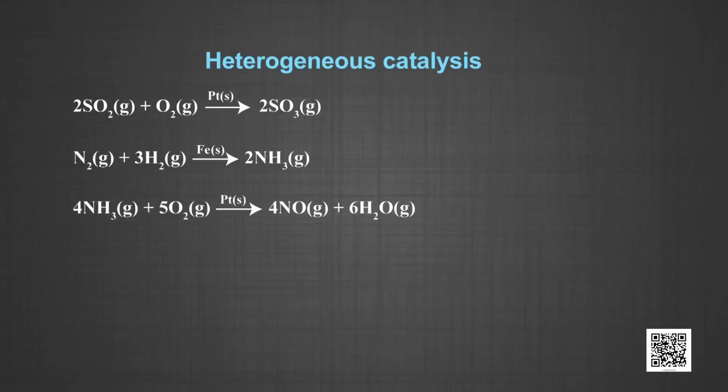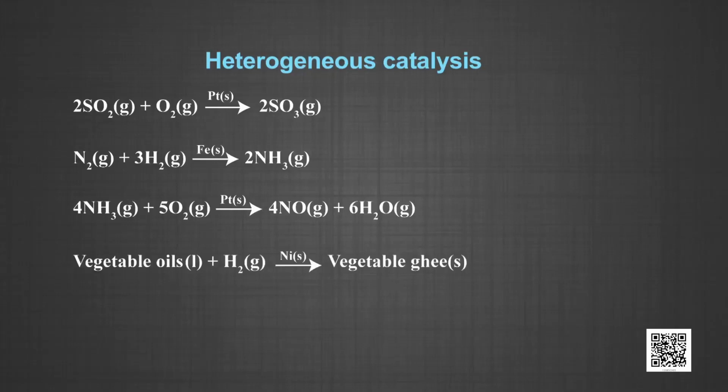Number 3, oxidation of ammonia into nitric oxide in presence of platinum gauze in Ostwald's process. As is clear from the equation, the reactants are in the gaseous state while the catalyst is in the solid state. Number 4, hydrogenation of vegetable oils in presence of finely divided nickel as catalyst. Vegetable oils react with dihydrogen in presence of nickel to yield vegetable ghee. In this case, the reactants are in liquid and gaseous states, but the catalyst is in the solid state.